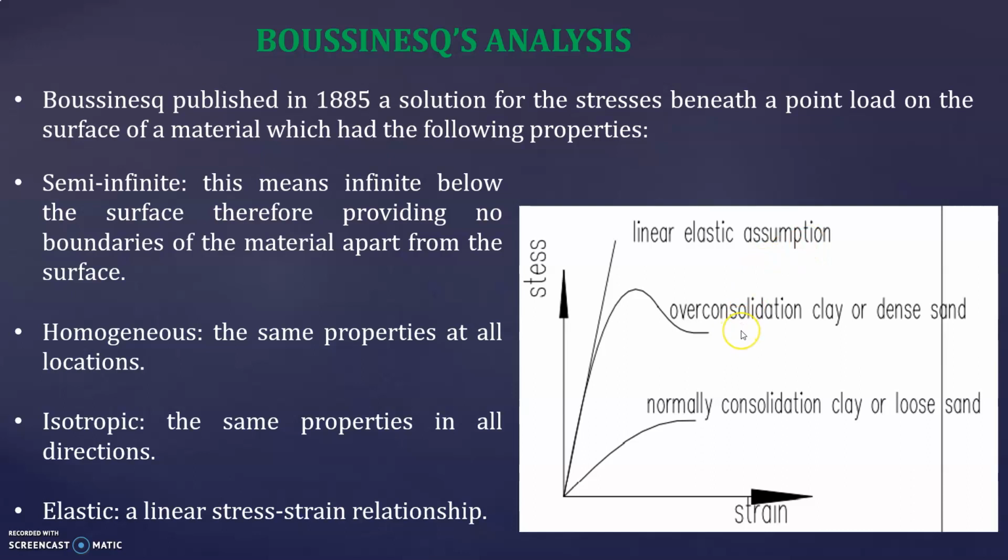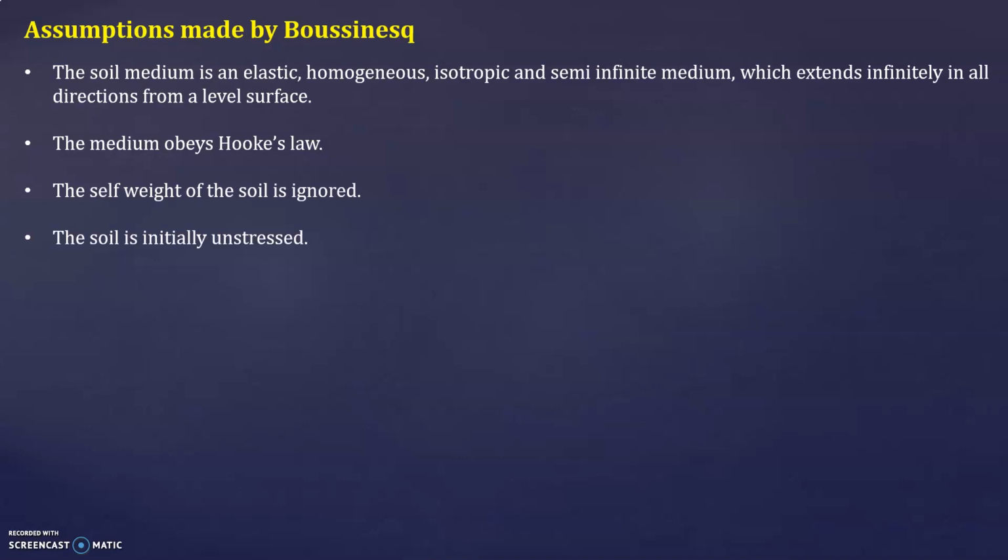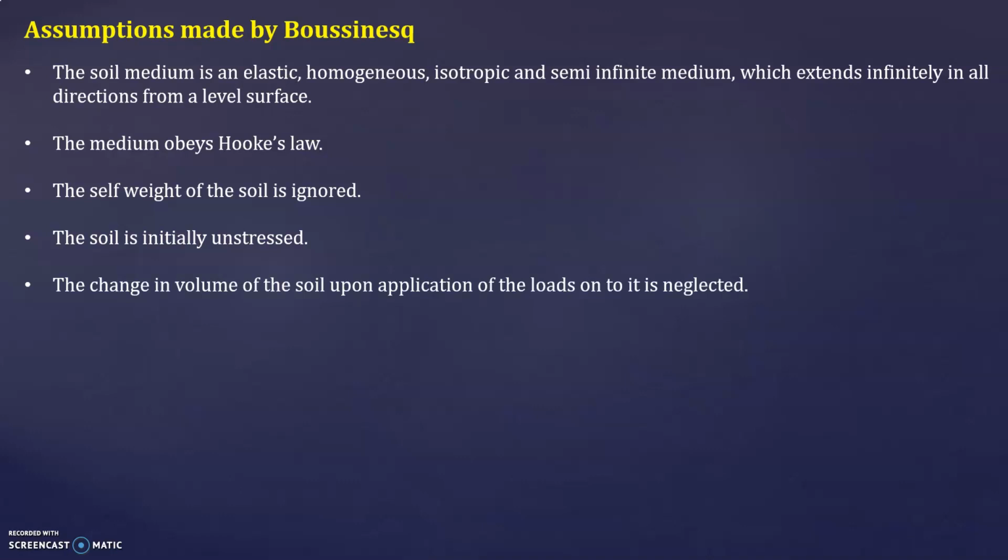Okay, so now for any theory there will be some assumptions. So let us discuss some of the assumptions made by Boussinesq. He considered the soil medium as an elastic, homogeneous, isotropic and semi-infinite medium which extends infinitely in all directions from a level surface. The medium obeys Hooke's law, that is, stress is directly proportional to strain within the elastic limit. The self-weight of the soil is ignored. The soil is initially unstressed. The change in volume of the soil upon application of the loads onto it is neglected.